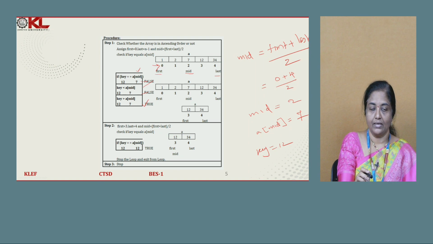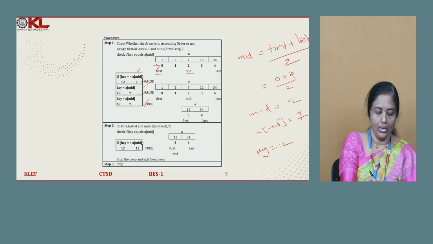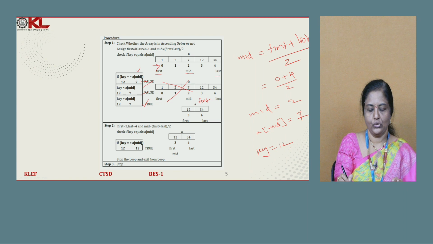If the element to be found is greater than middle value, I have to ignore all the values from first to mid and consider my first to be mid plus 1. What is mid plus 1? 3. Mid is 2. So, I have to set first equal to mid plus 1. If the key is greater than middle value, I have to change the first to be mid plus 1, if key greater than A of mid.